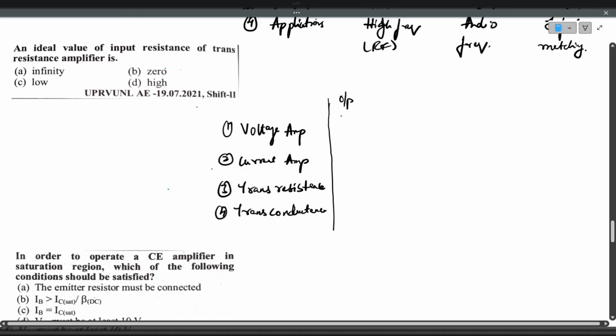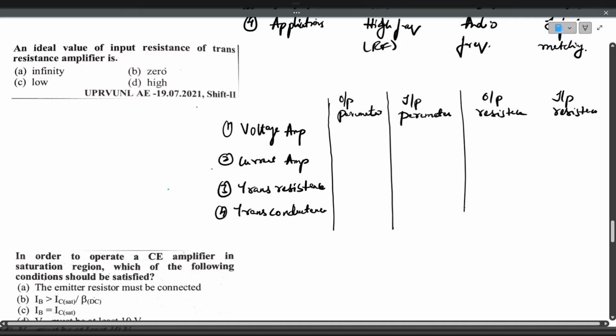We have to write here output parameter, input parameter, output resistance, and input resistance. These are most frequently asked questions. For all these 4 amplifiers, anything can be asked in the examination. Output resistance and input resistance of voltage amplifier, current amplifier, trans resistance, and trans conductance. Anything can be asked. So we shall see in great detail.